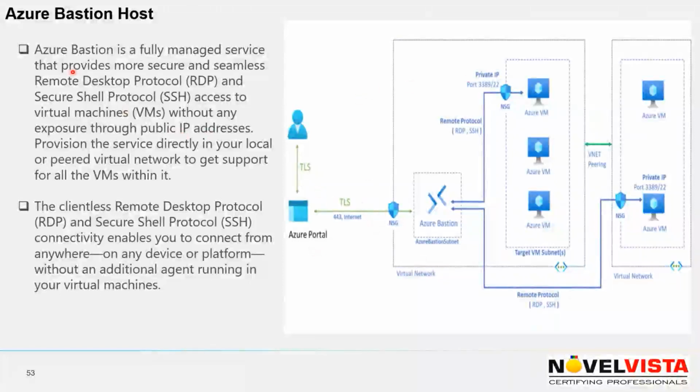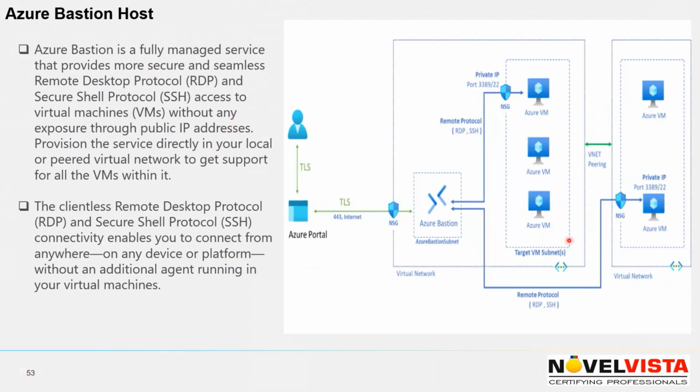So Bastion host is a fully managed service that provides more secure and seamless remote desktop and SSH for Linux, RDP for Windows, to virtual machines in Azure without any exposure through public IP addresses. So you actually don't need to expose your virtual machine by allocating a public IP address to it, and then anyone from the internet can connect to it. You can in fact use a Bastion.